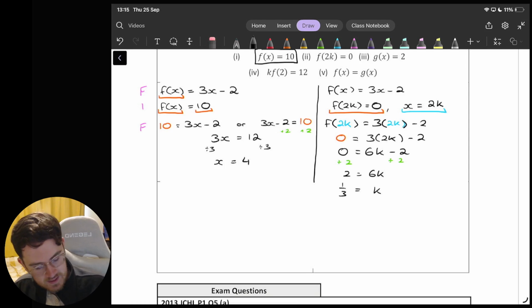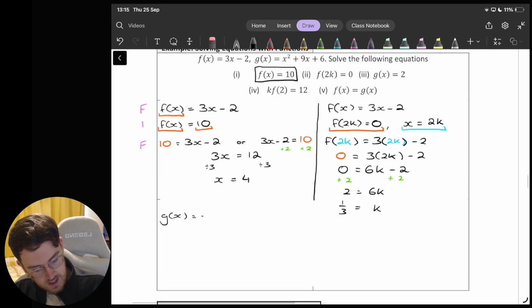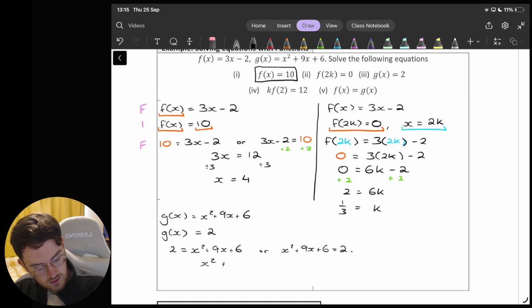We look at the next one, g of x equals 2. So g of x, first of all, is x squared plus 9x plus 6. All I'm told here is that that should be equal to 2. So the whole answer should be 2. As we said already, the other way of writing that would be to just keep it all as normal and add the equals to 2 at the end. That can be easier for us to do.